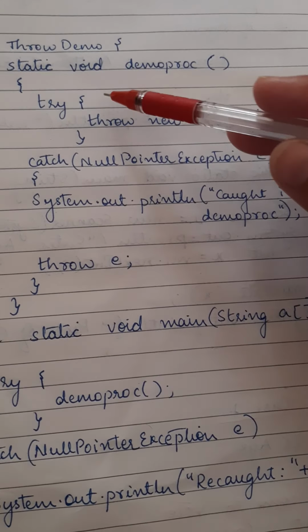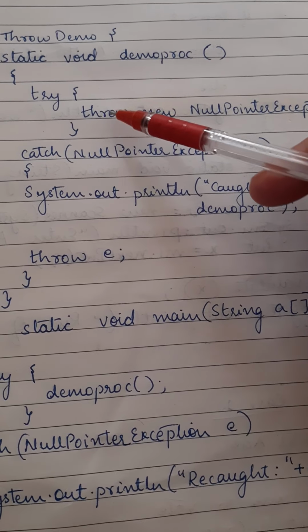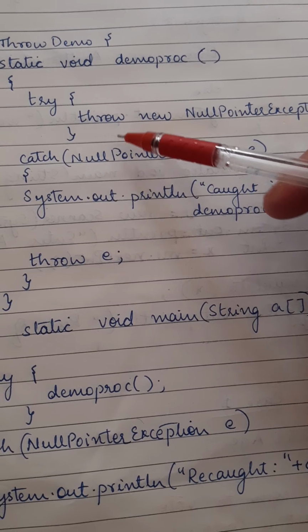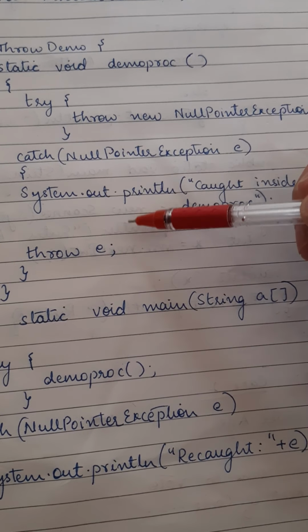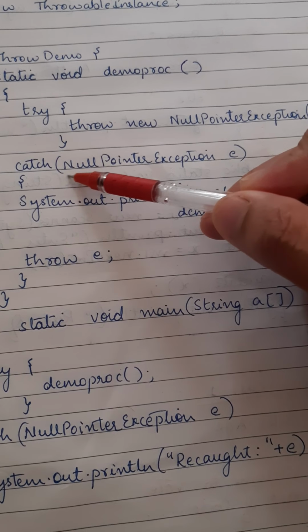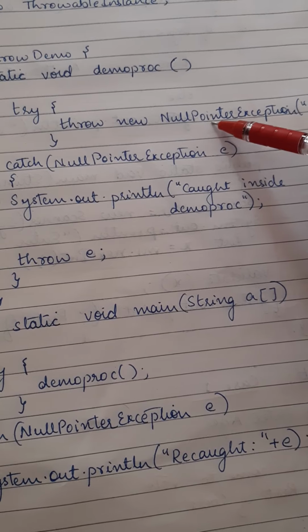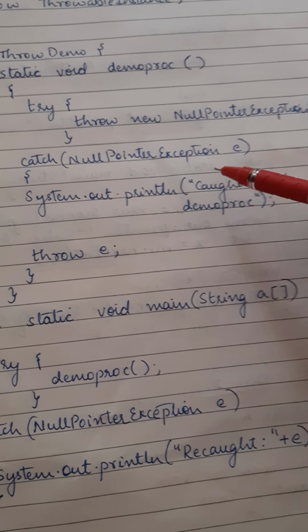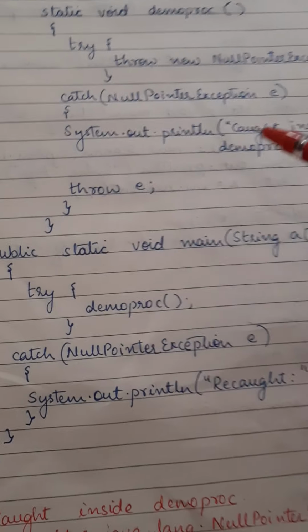Now once I throw an exception, or once an exception occurs in a try block, I have told you that that exception has to be caught in the catch block, or there should be a finally keyword. Now here I have a catch block. I am catching that exception, null pointer exception, because that is the one which is being thrown over here. So it comes and prints "caught inside demoProcedure". That is the first output statement.